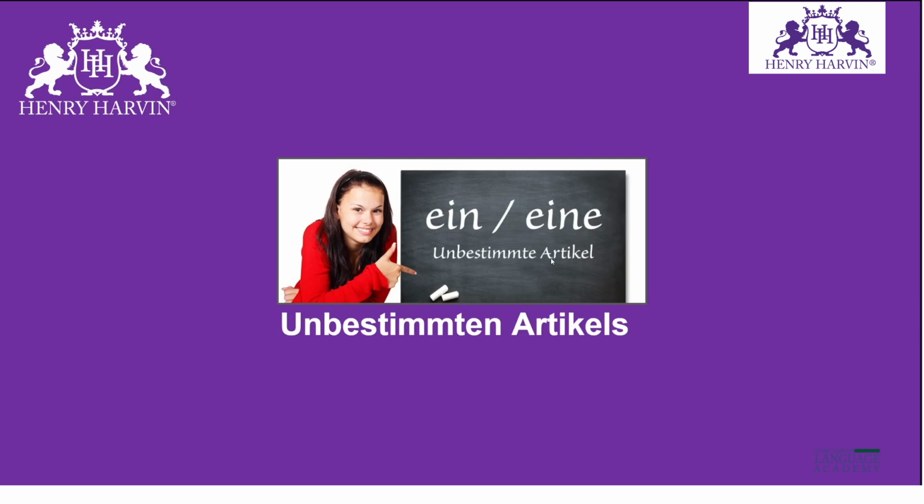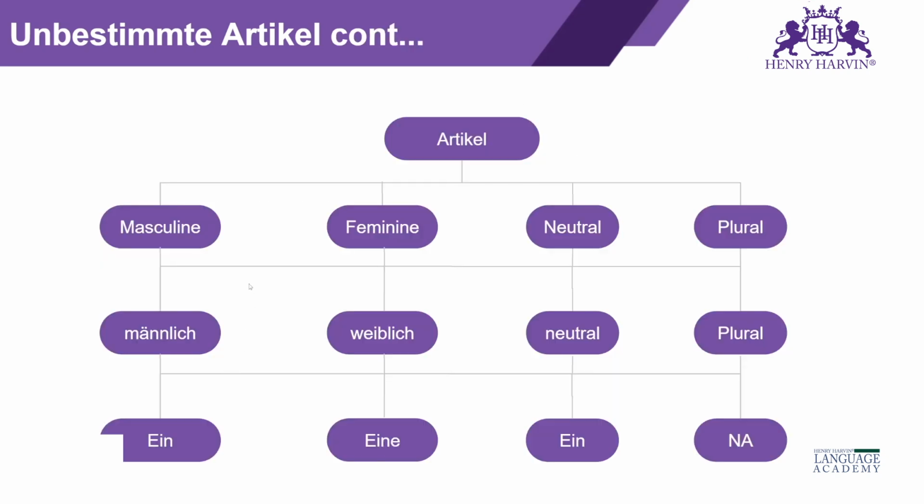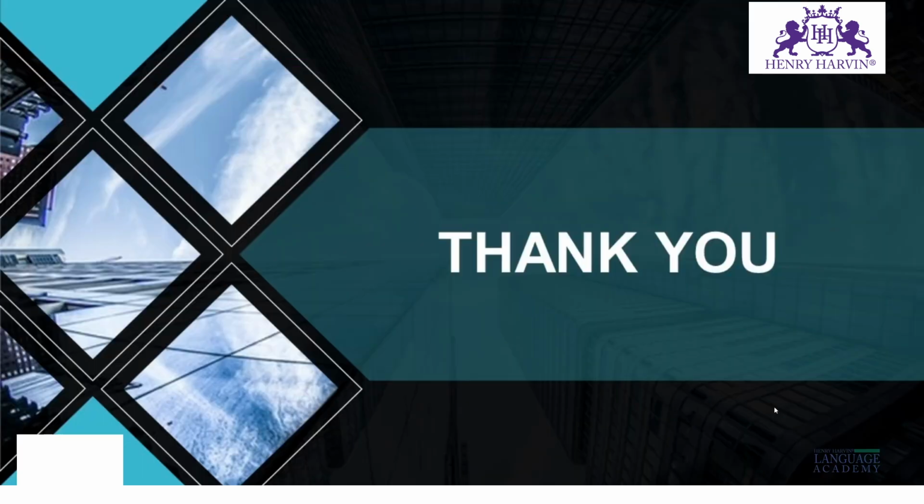Now coming to the unbestimmt article. Unbestimmt: masculine ein, neutral ein, feminine eine. Because we are talking about a, there is no plural. Nothing in the plural case. The rules will remain the same for this gender, unbestimmt as well. You just have to go through all these rules and understand the article part.